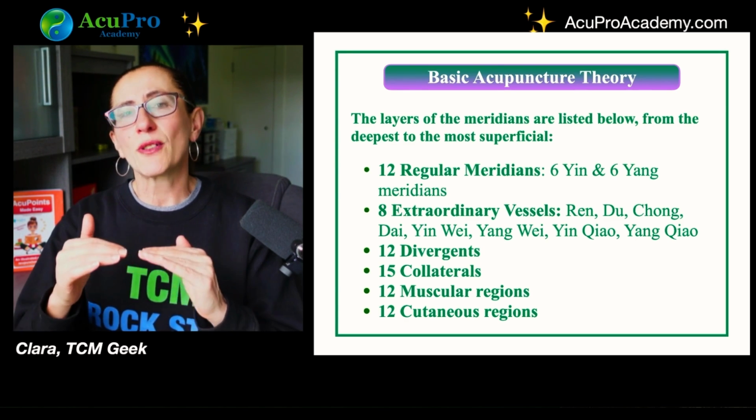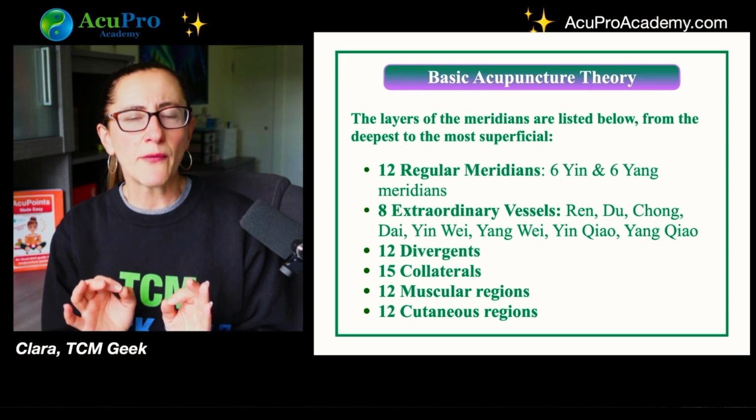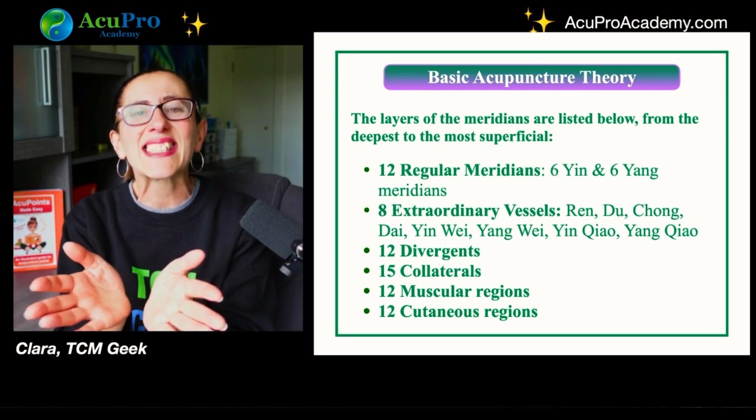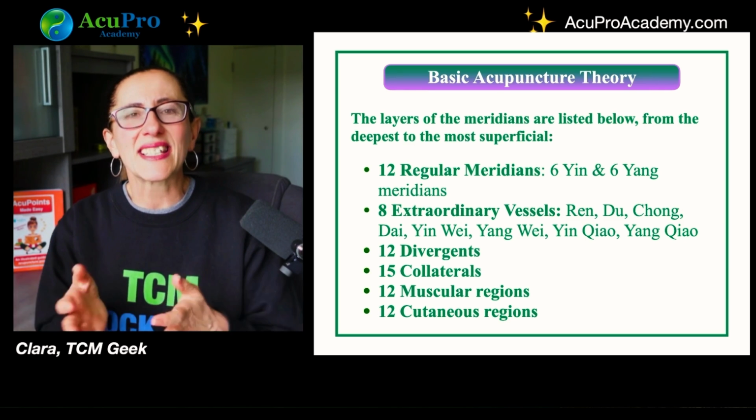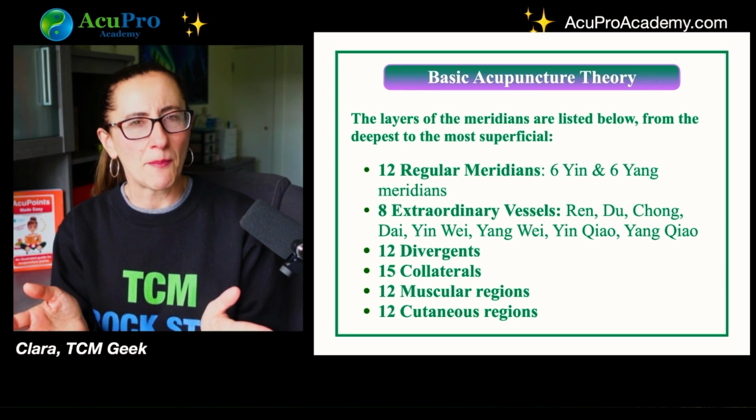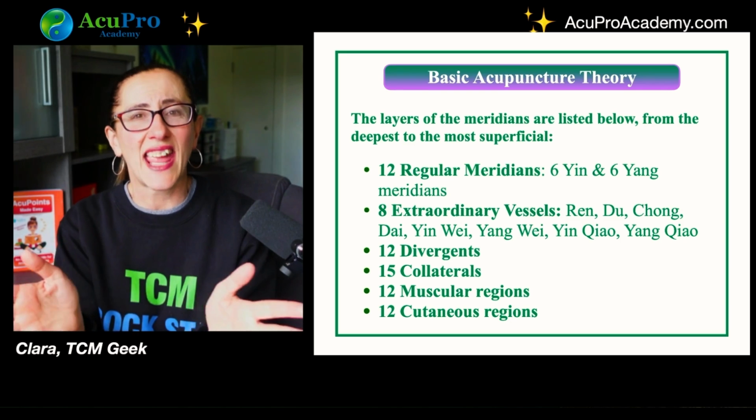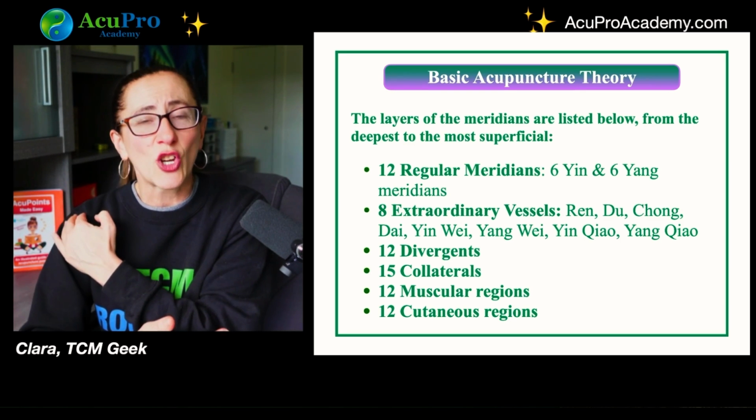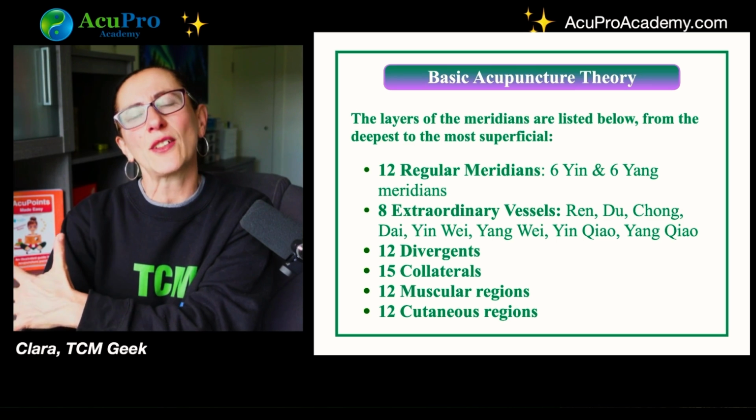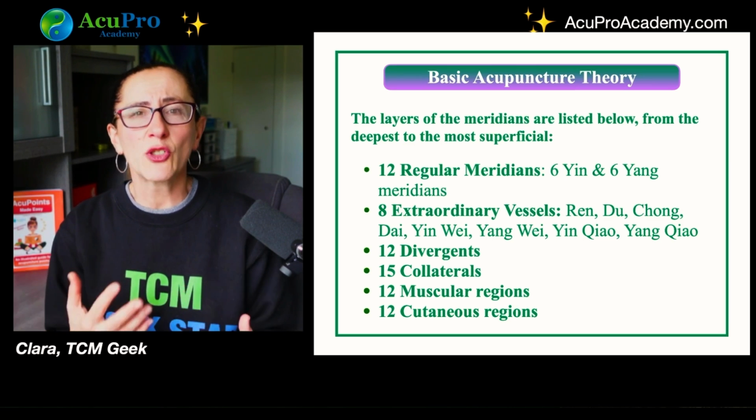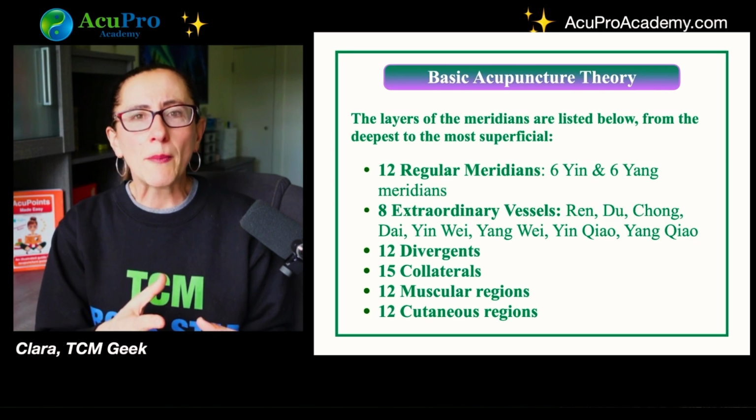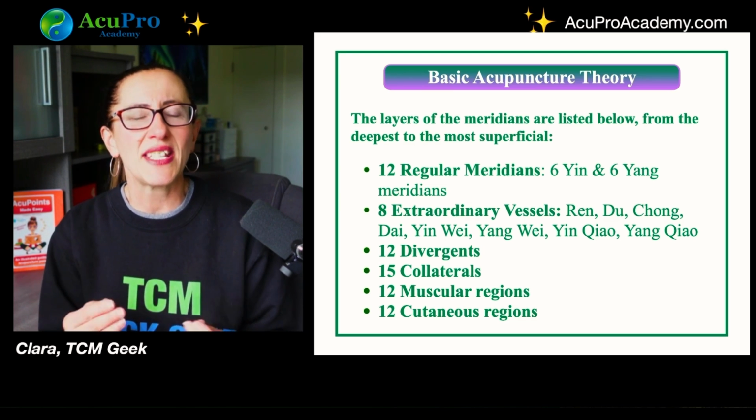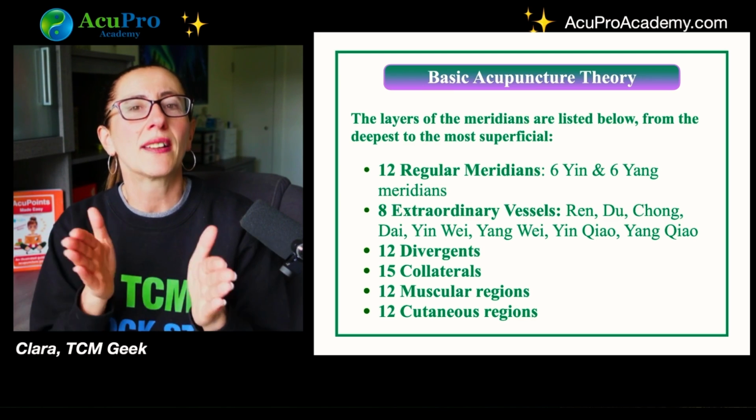The next layer is the divergence. The 12 divergences come from the 12 main meridians, and they extend the main meridians into a bigger area. Does that make sense? So they diverge, they extend. For example, the large intestine will have a divergence that starts at the shoulder and extends all around the shoulder, so we can treat more problems affecting the shoulder utilizing the large intestine meridian connecting to its own divergence.